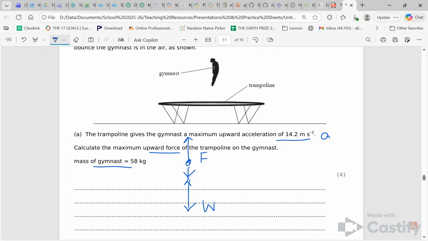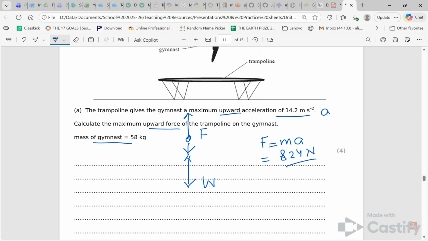Now, one common mistake that students make here is they try to use F equals ma straight away for the force of the trampoline, which is a wrong method because F equals ma is only used for resultant force. So we can find the value of the resultant force on the gymnast using F equals ma, and if I apply this formula, I end up getting 824 newtons, or 823.6 newtons, resultant force. Now, the acceleration is upward, therefore the resultant force is also upward.